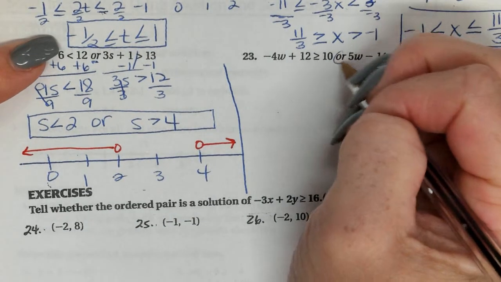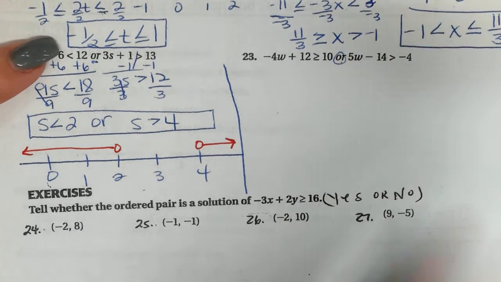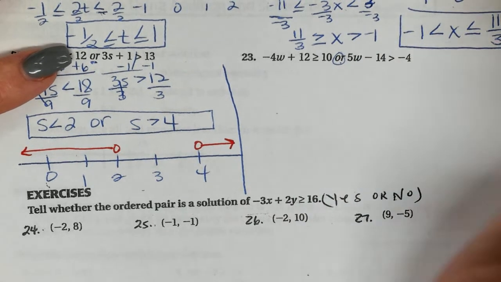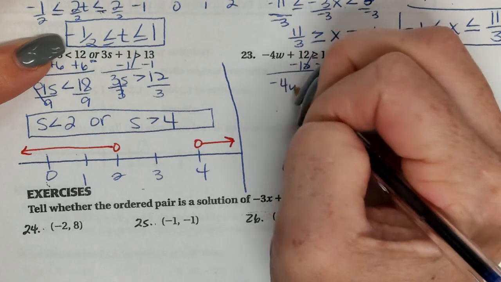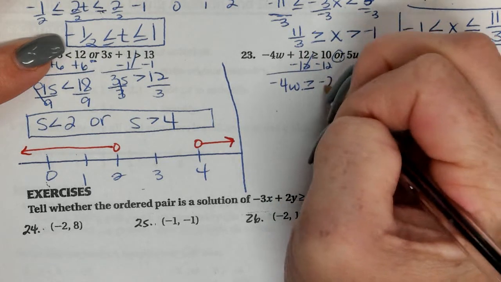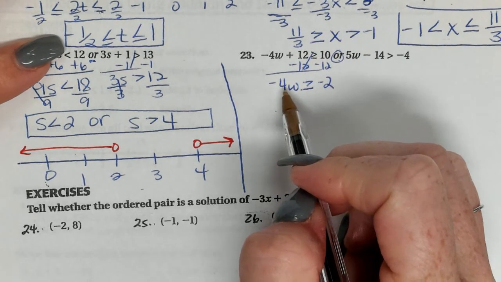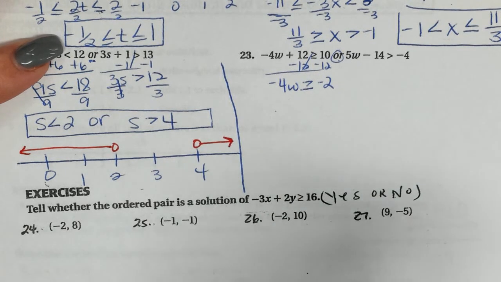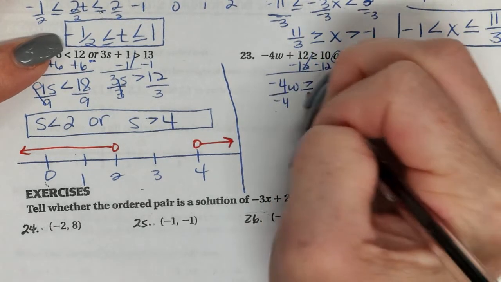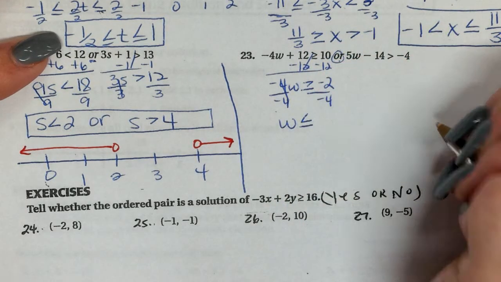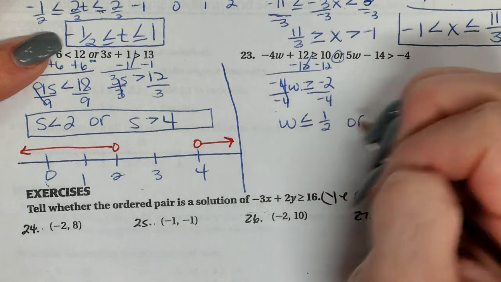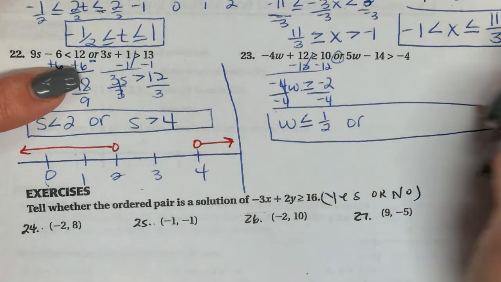What does this one say? Or, that means I'm going to solve them separately. So subtract 12. So I have negative 4w is greater than or equal to negative 2. Uh-oh, is the coefficient negative? So I must flip the sign. So it's going to be w is less than or equal to 1/2. Or, and I'm going to leave a spot to solve this.